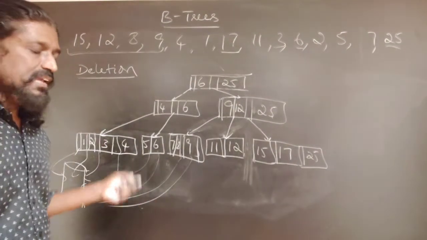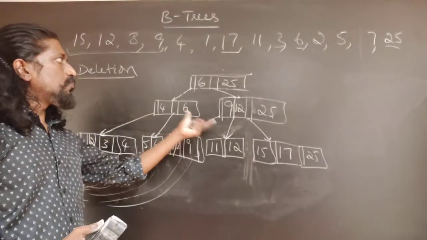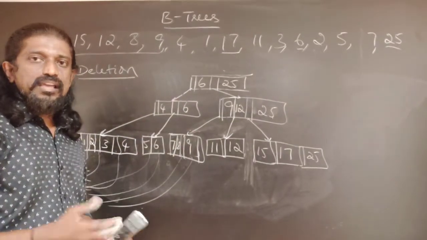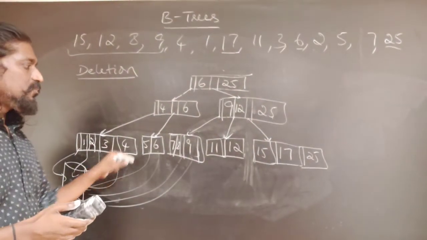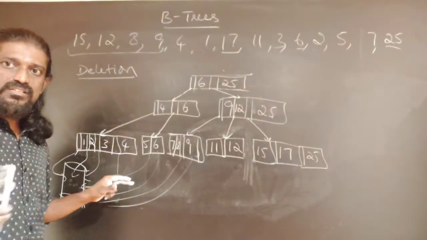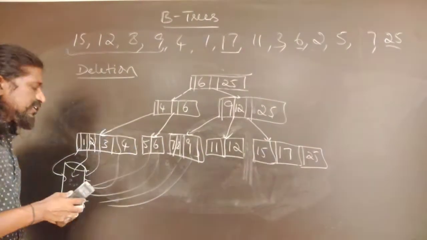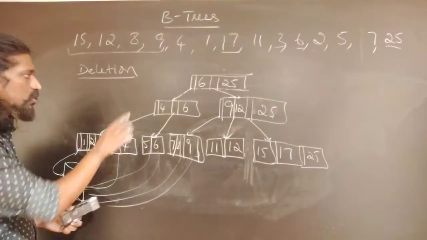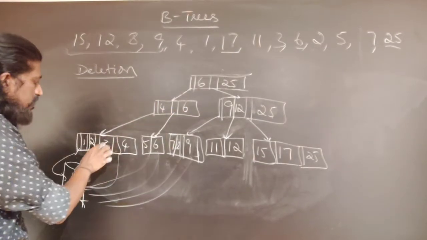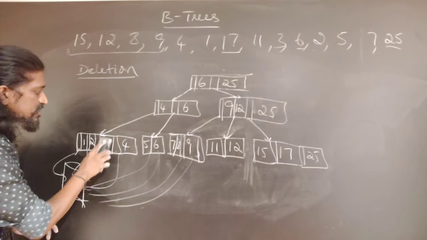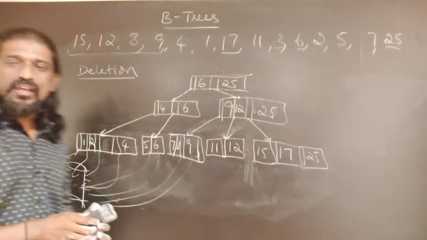Similar rules apply to perform the deletion operation, like insertion. When we are deleting an element from a node that is not the largest in the node, we just delete it and leave it. Say suppose I want to delete 3. 3 is less than 6, I come here. 3 is less than 4, I come here. I delete 3. It is not the largest element, I just delete it and leave it.